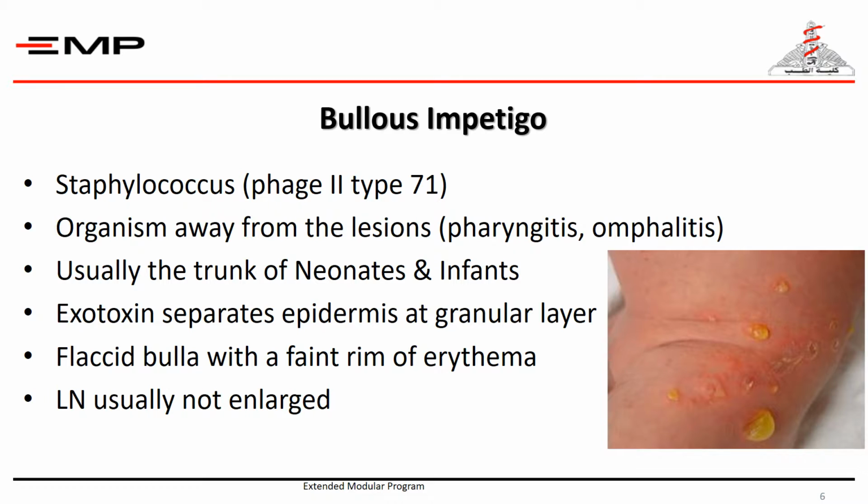The bullous lesions are usually seen on the trunk of neonates and infants. The exfoliatin exotoxin separates the epidermis at the granular cell layer, which is a very superficial layer of the skin, resulting in flaccid bullae with a faint rim of erythema. And the regional lymph nodes draining these bullae are usually not enlarged.